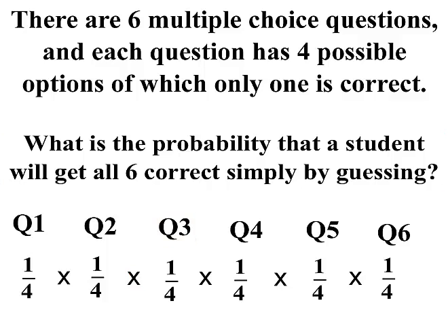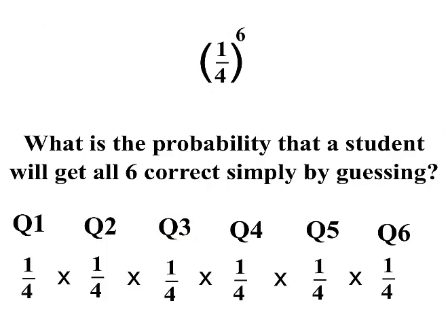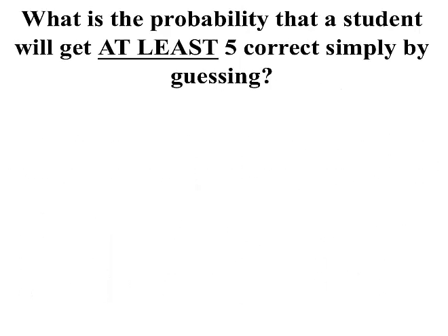So the answer to this one is simply 1/4 raised to the 6th, which comes out to be one chance out of 4,096. Okay, that part wasn't that bad. So that's the probability that he can get all 6 correct. The second part gets harder. So now we want the probability that the student will get at least 5 correct. So that's at least 5 and the 6th part.